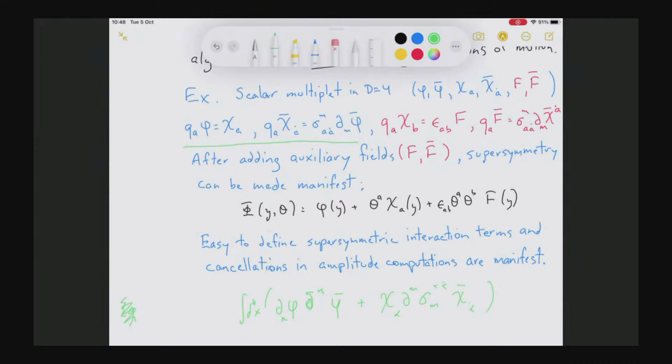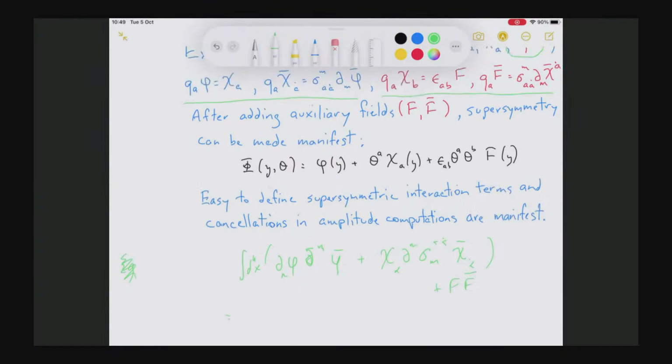So the well-known way to solve that is to add auxiliary fields. These f and f bar are scalar fields, which you add to the action just by adding the term f f bar. And now you find that if you include these terms in the spacetime supersymmetry variation of chi and f, the algebra now closes without using equations of motion. And you can, of course, make spacetime supersymmetry manifest by combining phi and chi and f into a superfield. Then you can write this action as the integral d4x d4 theta, phi bar, d squared theta bar, phi bar.